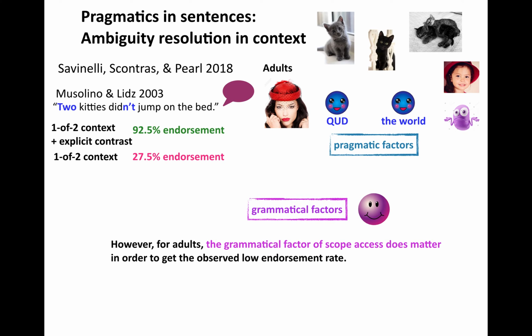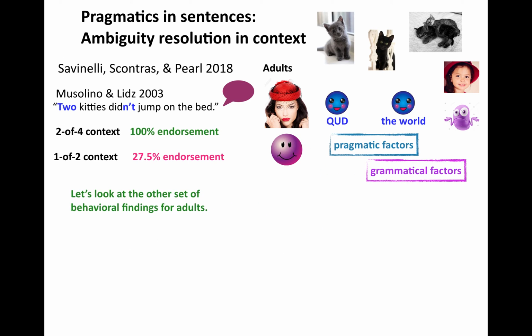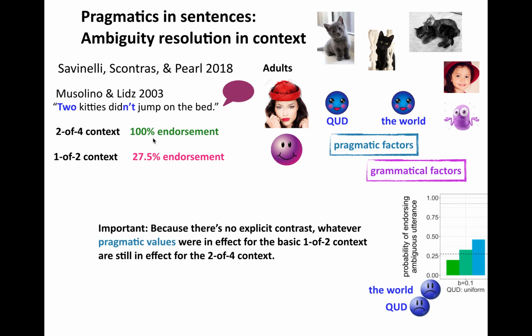However, that grammatical factor does matter in order to get such a low endorsement rate in this context. To get down there, you really have to have a bias against the inverse scope in order to explain adult behavior. So that's one set of findings. Let's look at the other one, right? So now we're once again back in our 1 of 2 context where we have a really low endorsement rate. But if you shift to having 4 kitties, where 2 of them succeed, now this is amazing. Now 100% endorsement.